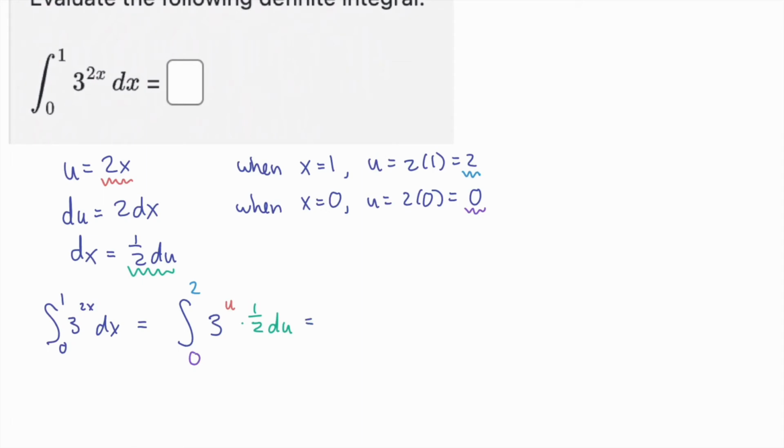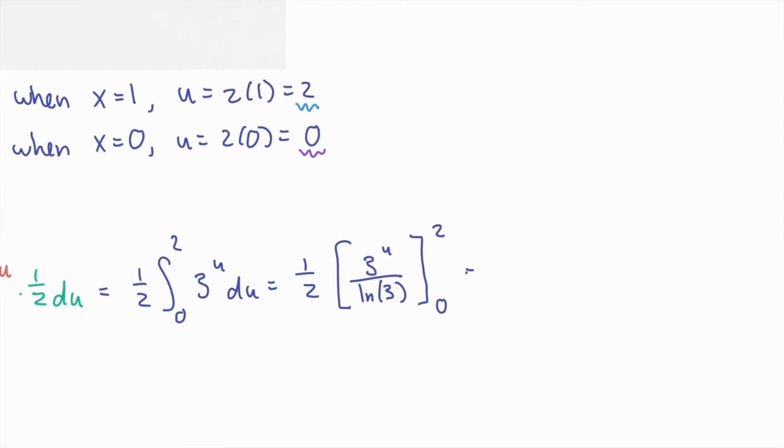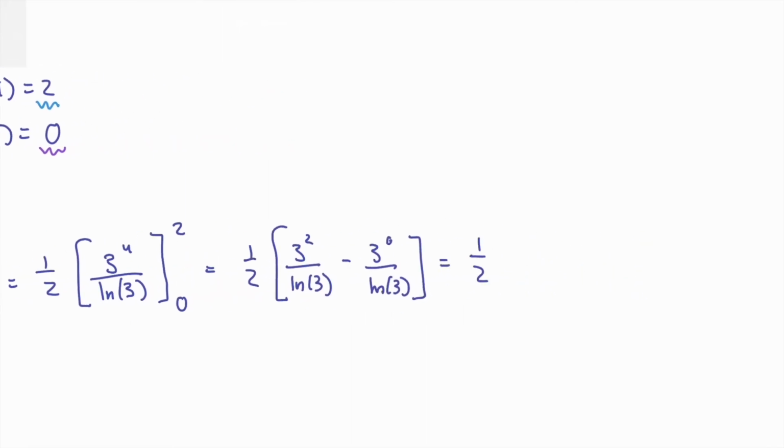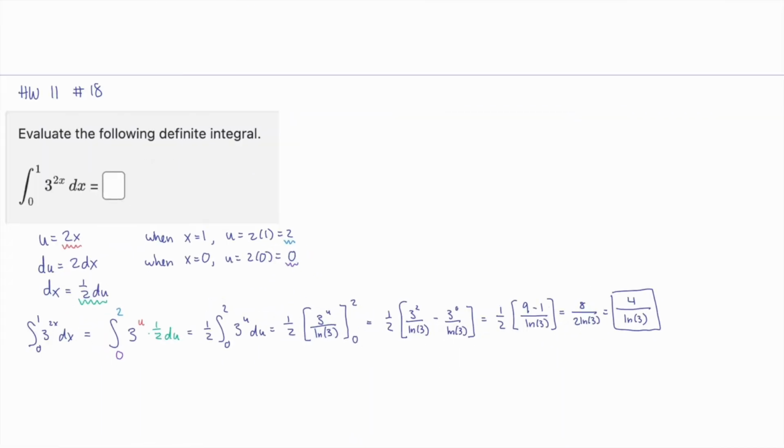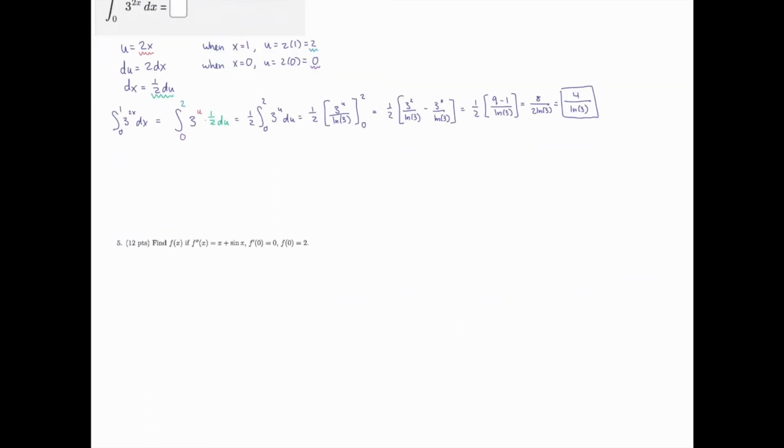And now we can simplify and solve. So if you don't remember how to take this antiderivative, it might be a good one to write on your cheat sheet for the exam. So our final answer ends up being 4 over the natural log of 3. Next problem. So the rest of these are from different practice midterms.